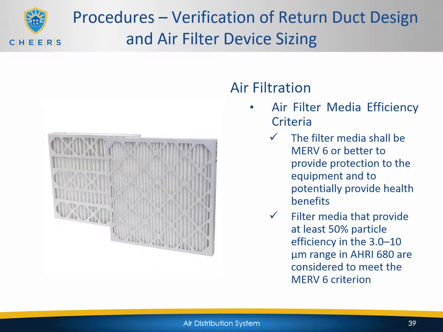For air filter media efficiency criteria, the filter media shall be MERV 6 or better to provide protection to the equipment and potentially provide health benefits. Filter media that provide at least 50% particle efficiency in the 3.0 to 10 range in the HRI 680 are considered to meet the MERV 6 criterion.